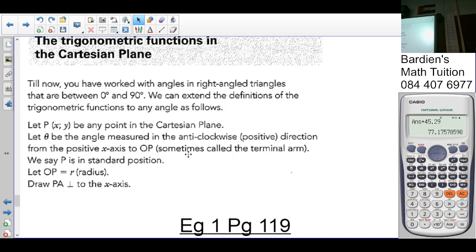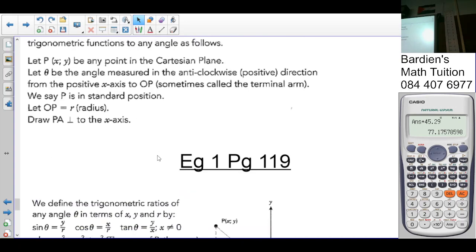Let P be x and y, any point in the Cartesian plane. Let theta be an angle measured in the anti-clockwise positive direction from the positive x-axis to OP, sometimes called the terminal arm. Okay, that length is your terminal arm. We say P is in the standard position. Let OP be the radius, draw PA perpendicular to the x-axis.